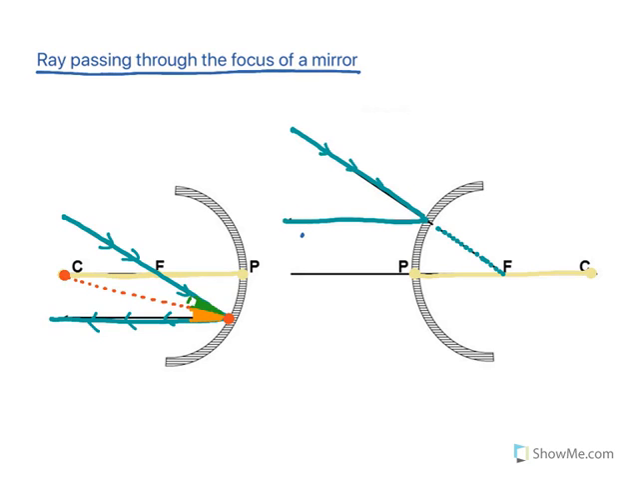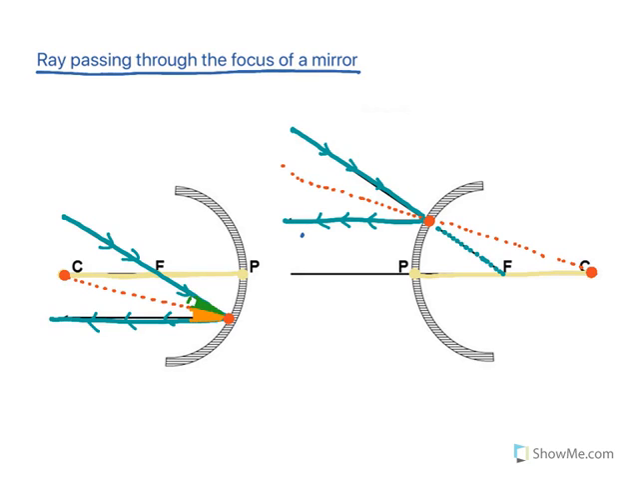So a ray that is heading for the focus, after reflection it goes parallel. Now to find the angle of incidence and the angle of reflection, we have to draw the normal. So to draw the normal, we join the center of curvature to the point of incidence. That is our normal. So here is the normal, joining the center of curvature to the point of incidence.